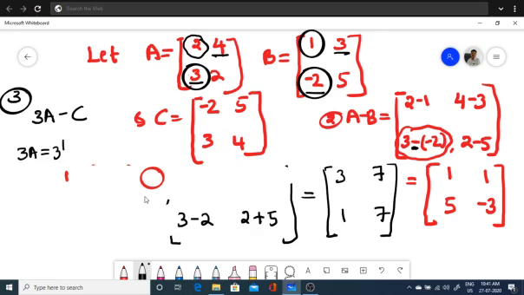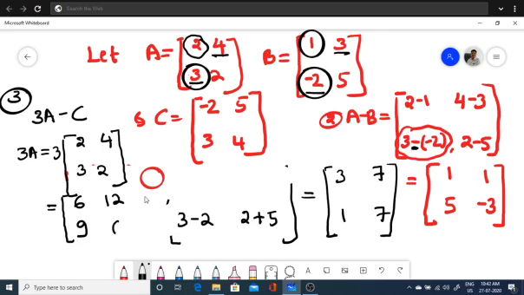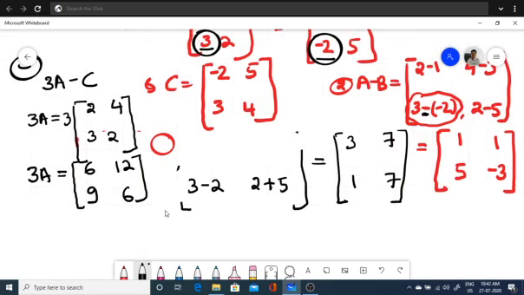So 3 into A is 2 4 3 2. This is the scalar multiplication of matrix A by 3. So this is 3 into 2 is 6, 3 into 4 is 12, because all terms are multiplied by 3, and 3 into 3 is 9, and 3 into 2 is 6. So that is 3A is 6 12 9 6.